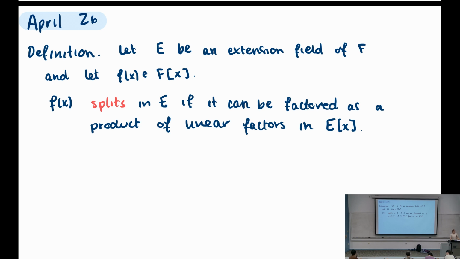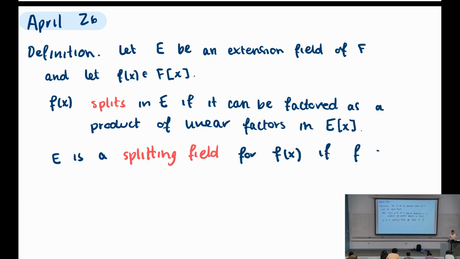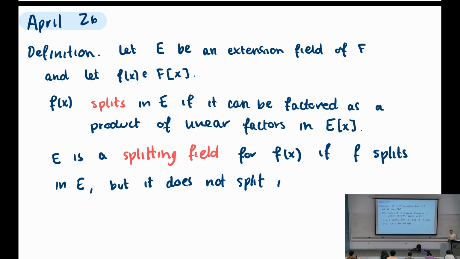Okay, and then we'll call E a splitting field for this polynomial f of x over F if basically that's the smallest such field that accomplishes this. So E is a splitting field for f of x if f splits in E but it does not split in any proper subfield of E. Are there any questions about the definition? So we'll do some examples.